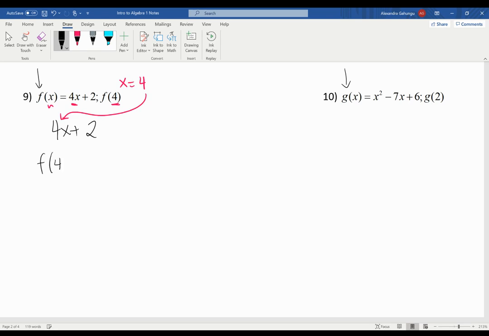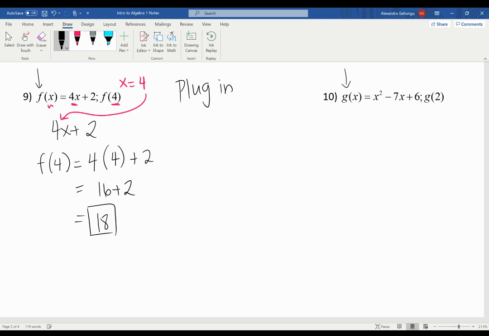So f of 4 means instead of having x, we have 4, which is going to be 4 times 4 plus 2. And we're doing the same thing as evaluating our expressions. We're taking a value and plugging it in. And then f of 4 will be 18. So we're still kind of doing just plugging in our value. So we're going to plug in that number for our variable x.